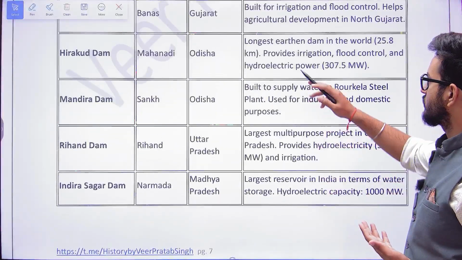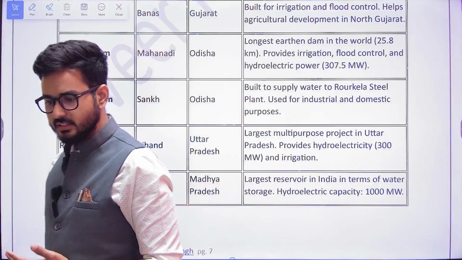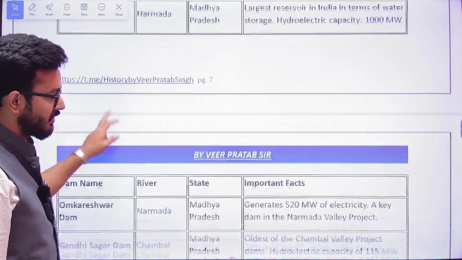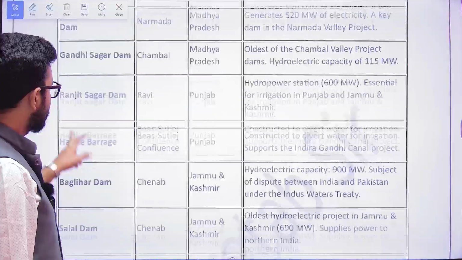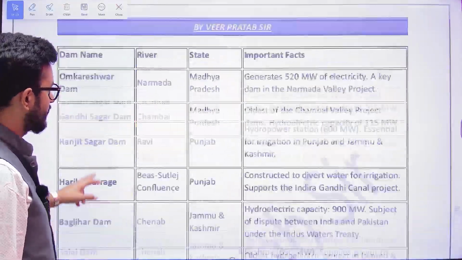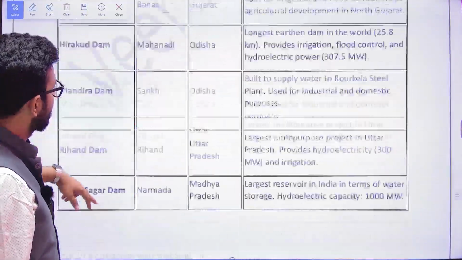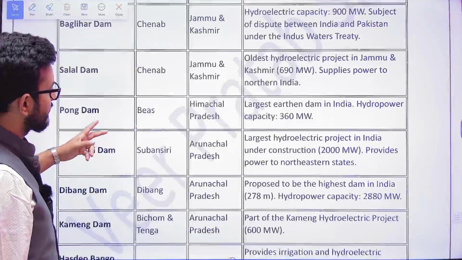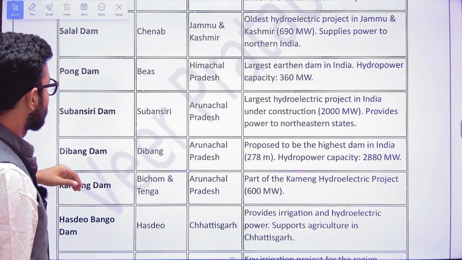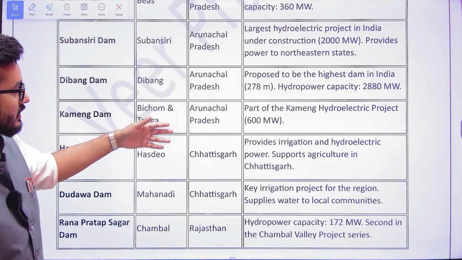Just look at this, the Hirakud Dam. It is the largest earthen dam in the world. All these important facts I have already mentioned in this document, whenever we talk about dams. Just go through these dams. Yes, it is factual. For example, the Sipong Dam is the largest earthen dam in North India. Then the Subansiri Dam and the Dibang Dam are in the northeast, in Arunachal Pradesh.